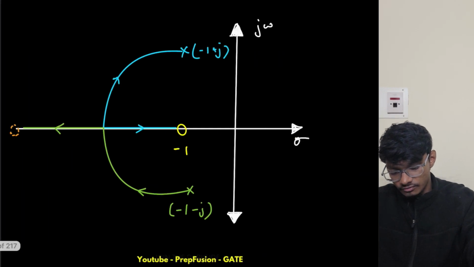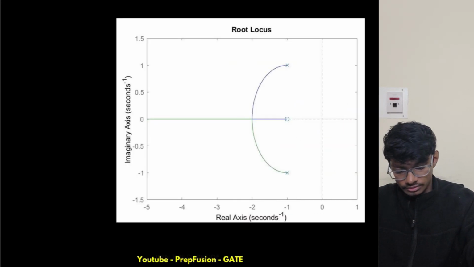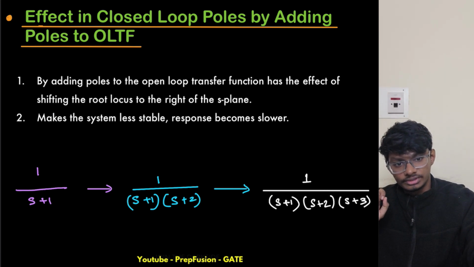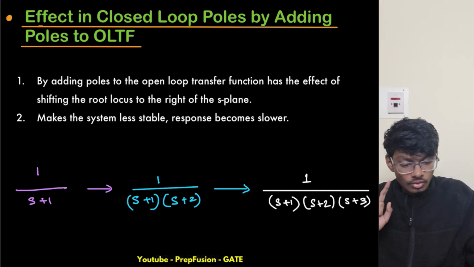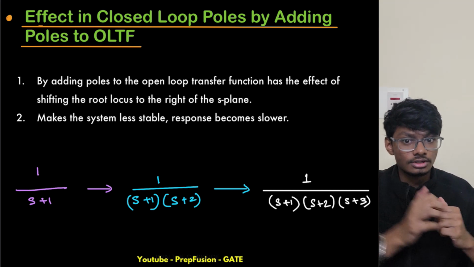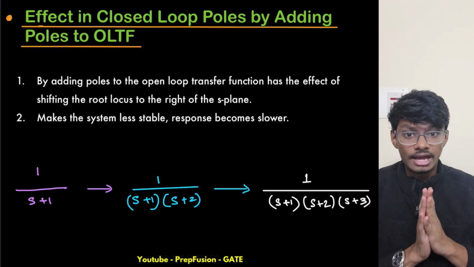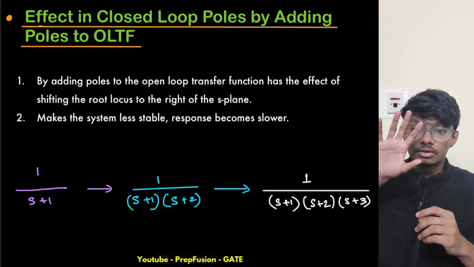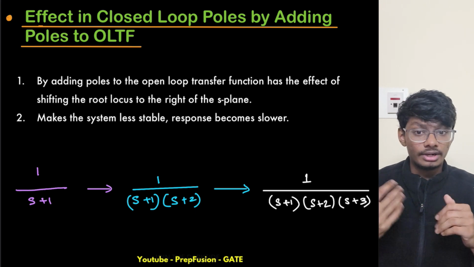One concept I wanted to teach you is the effect on closed loop poles of adding poles to the OLTF. I have already taught you the effect of adding zeros on the transfer function, that is, on the closed loop transfer function itself. But here it is different.